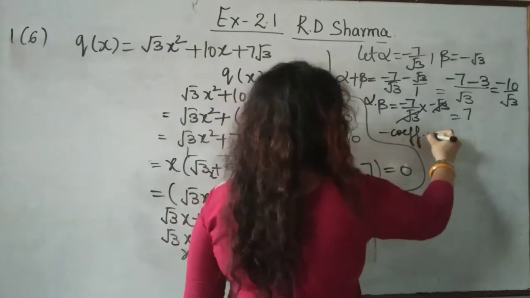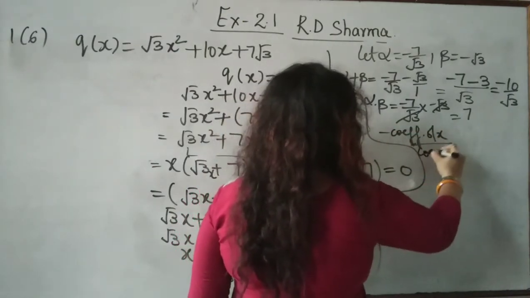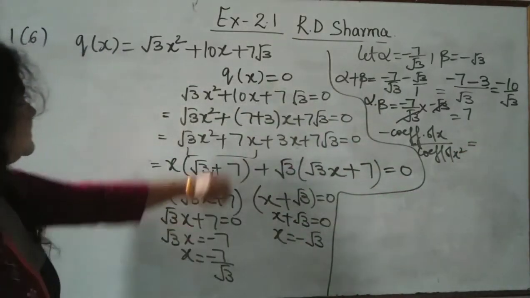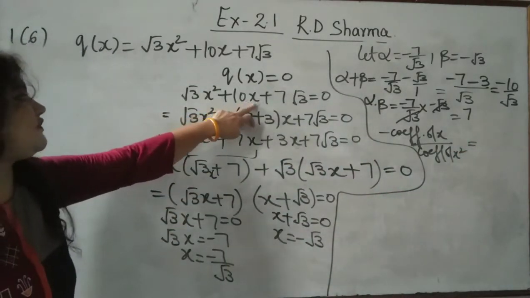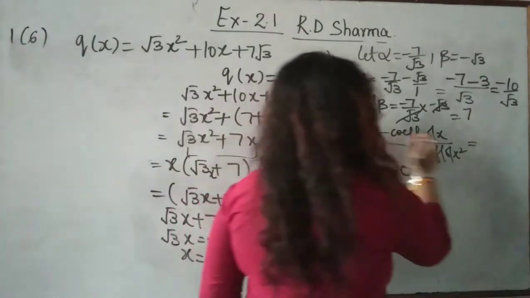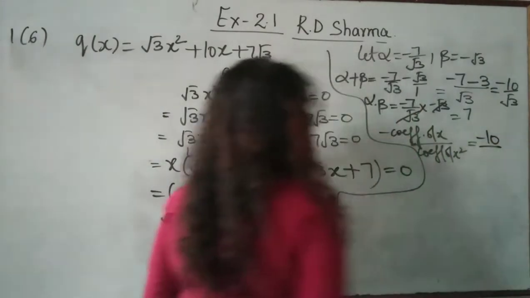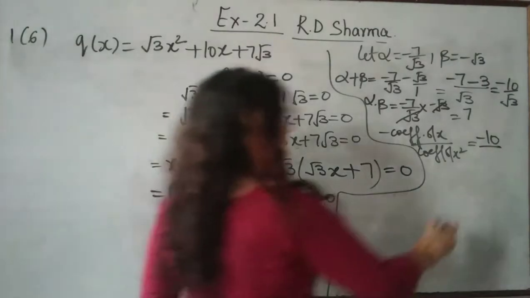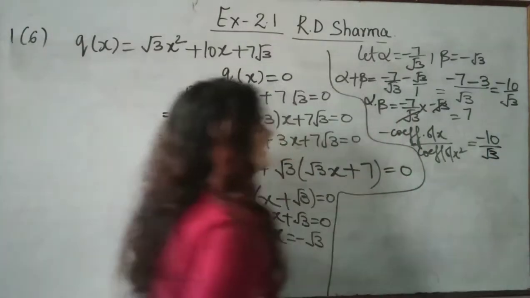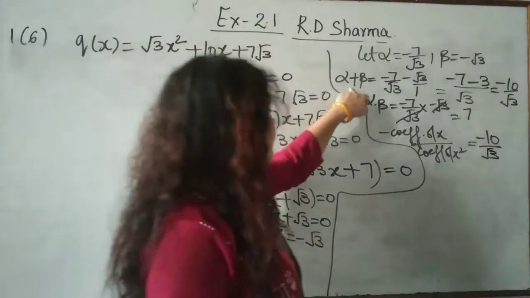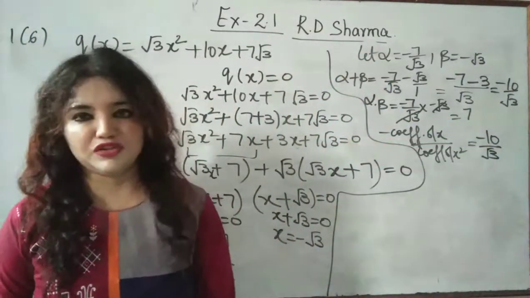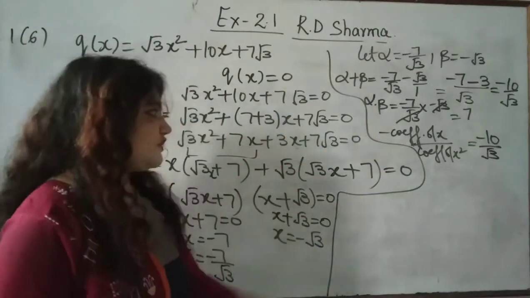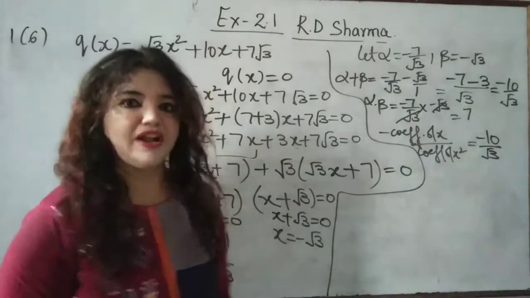अब coefficients के terms में check करो. Minus coefficient of x upon coefficient of x square. So coefficient of x. Here is a polynomial. What is the coefficient? That is 10. Okay. And minus is there, so minus 10 upon coefficient of x square. What is the coefficient of x square? That is root 3. So minus 10 upon root 3. And alpha plus beta, that was also minus 10 upon root 3. So we concluded alpha plus beta is equal to minus coefficient of x upon coefficient of x square.